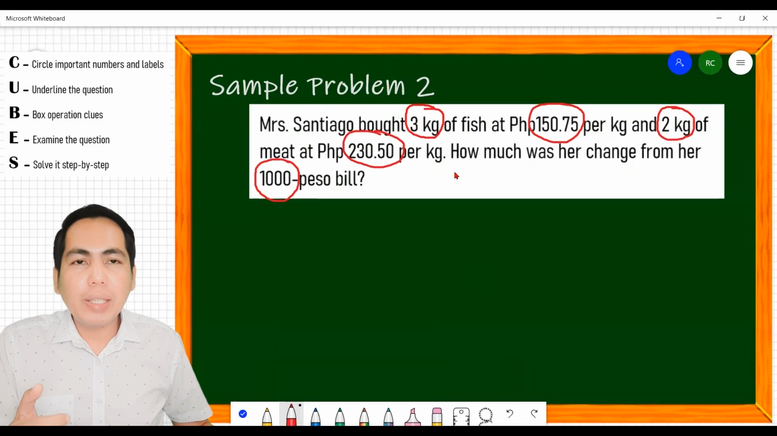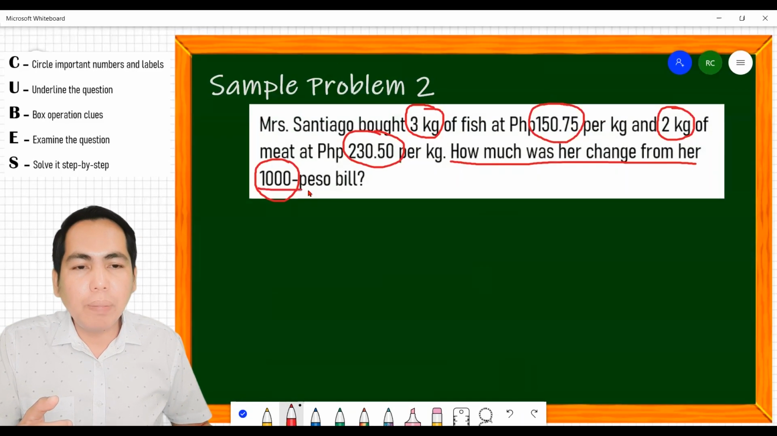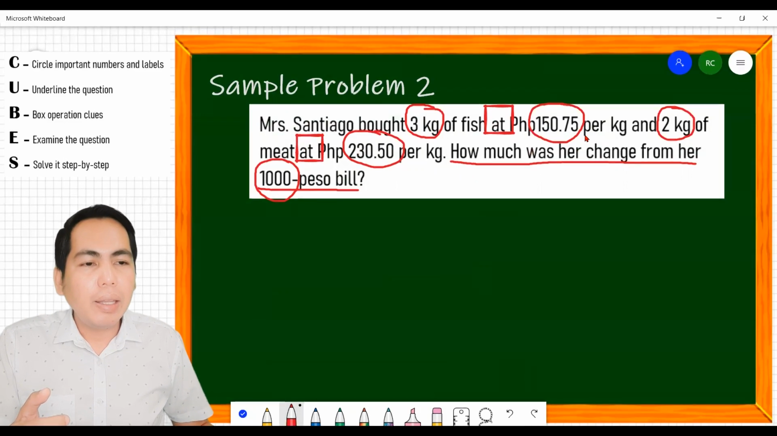Next, U, which stands for underline the question. Our question is, how much was her change from her 1,000 peso bill? Next is B, which stands for box operation clues. So the operation clues are the following. We have here add here. We have also add and change.